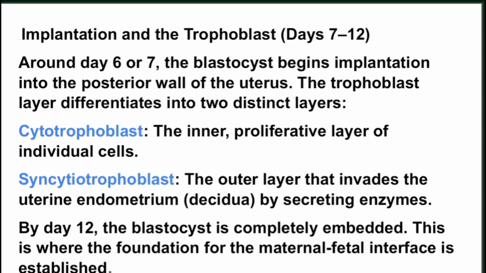So around day 6 to day 7, the blastocyst begins implantation into the posterior wall of the uterus, and the trophoblast layer differentiates into two distinct layers. There's a cytotrophoblast, which is the inner layer, and the syncytiotrophoblast, which is the outermost layer. So at day 12, the blastocyst is completely embedded, and this is how the foundation of the maternal and fetal interface is established. So with that being said, I just wanted us to look at a brief embryology before we go into the pathophysiology.